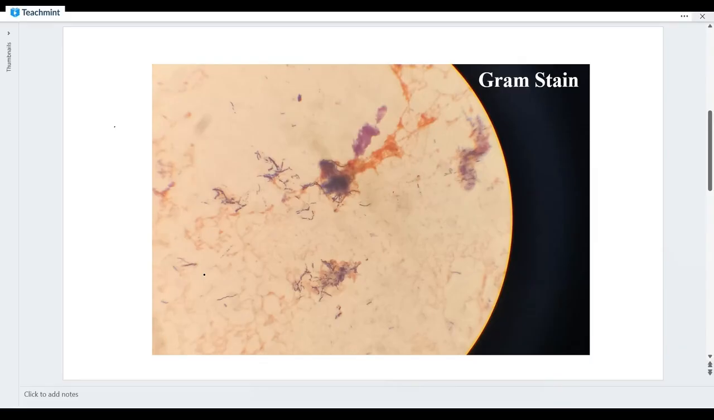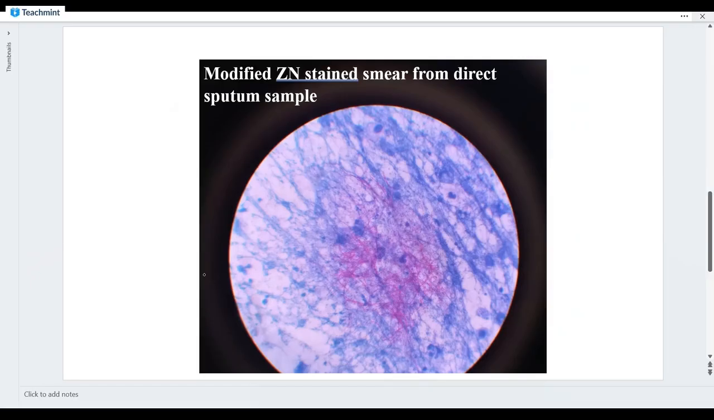Now move to the second slide. This is the slide stained by modified Ziehl-Neelsen stain, and this slide is made from the sample itself. This is the sputum sample, and a smear is made from the sputum sample and subjected to modified Ziehl-Neelsen stain. Here we use 1% H2SO4 instead of 20% H2SO4 as a decolorizing agent.